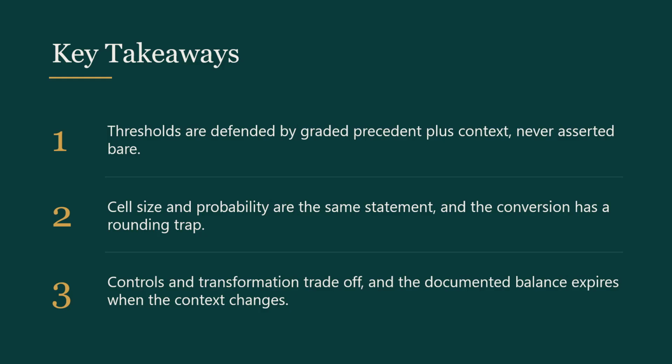Third, controls and transformation trade-off. The trade is documented, and it has an expiration condition. When the enclave becomes a download, the determination does not stretch, it dies. Module 4 complete. You can now measure risk, model adversaries, convert thresholds, and defend a number in writing.